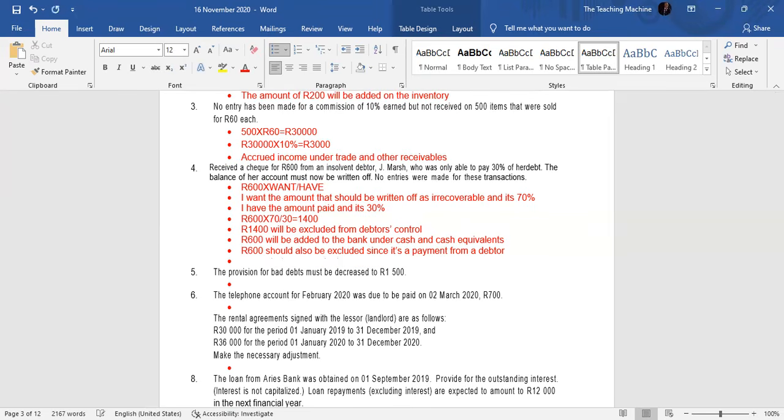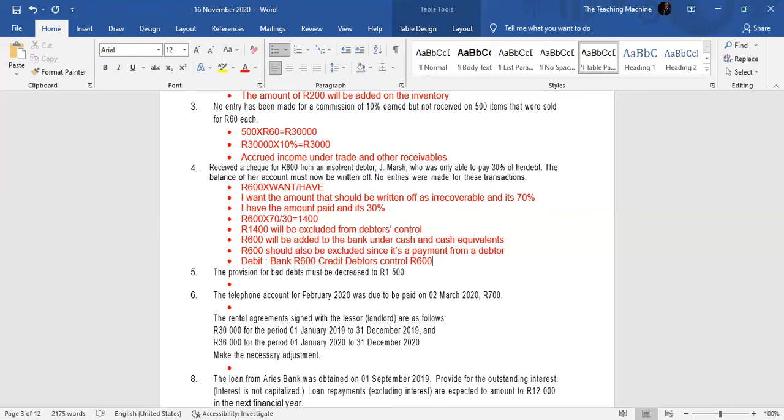Now, if we apply the double entry system, we're going to say debit bank, how much? 600. Credit debtors control. How much? 600. Okay. That's the first transaction. Receive the check for 600 from a debtor. We're going to debit the bank.